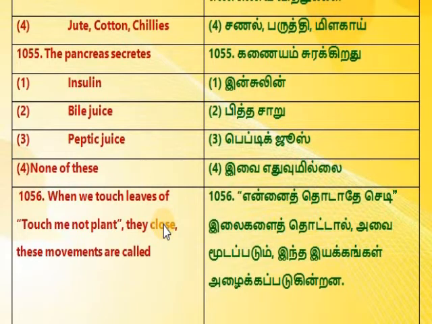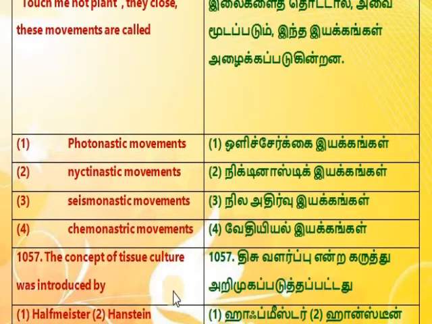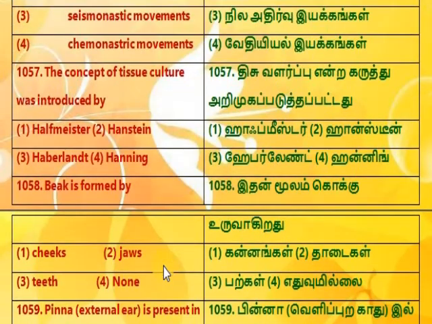1055. The pancreas secretes 1. Insulin. 2. Bile juice. 3. Peptic juice. 4. None of these. 1056. When we touch the leaves of the touch-me-not plant, they close. These movements are called 1. Photonastic movements. 2. Nyctinastic movements. 3. Seismonastic movements. 4. Chemonastic movements. 1057. The concept of tissue culture was introduced by 1. Hofmeister. 2. Hanstein. 3. Haberlandt. 4. Hanning.